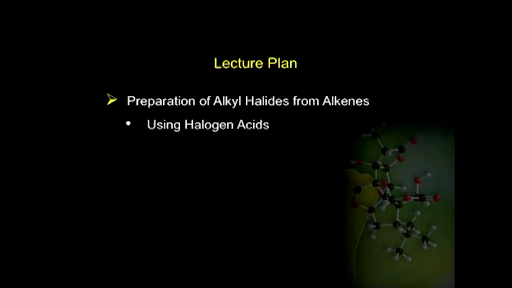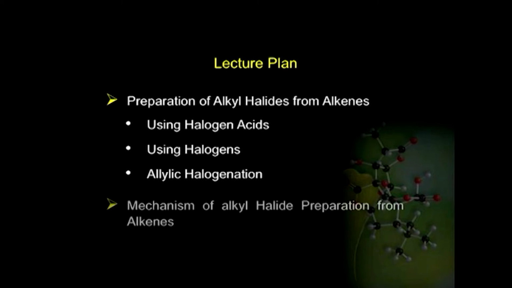So, from alkenes we can use halogen acids, also the halogens, to prepare alkyl halides, and there is another method, we call it allylic halogenation, which is again pertaining to the use of alkenes. The mechanism of alkyl halide preparation from alkenes will also be dealt with along with the methods which are listed here, and then of course we would sum up this particular episode. Let us start with the preparation of alkyl halides from alkenes using halogens or the halogen acids.